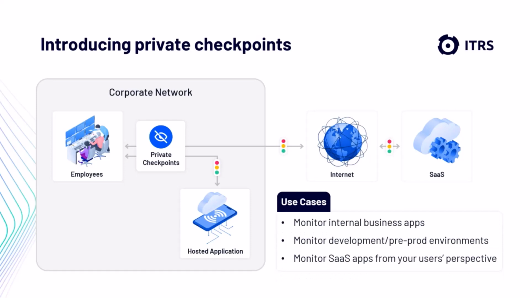So to summarize, private checkpoints will satisfy these use cases. You can monitor internal business apps, make sure they're up and working correctly. You can anticipate on any upcoming versions of your websites, apps, and APIs if you're developing and testing those in-house. And you can monitor SaaS applications from the point of view of your internal users, getting a grip on what's called digital employee experience.